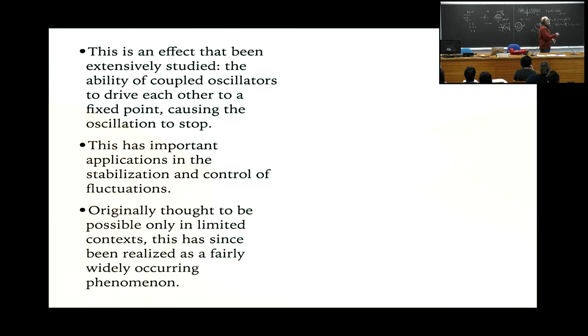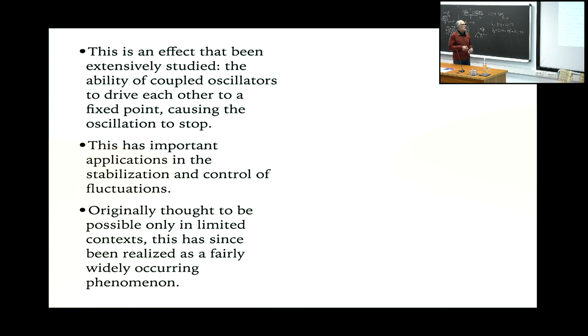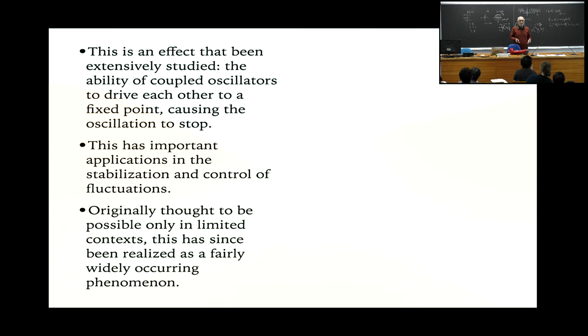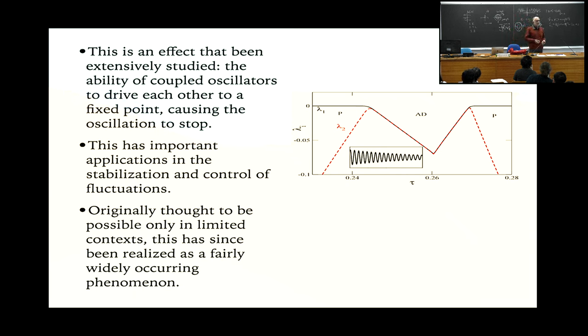Now this effect has been extensively studied, and it has important applications in stabilization and control of fluctuations. It was originally thought to be possible only in limited cases, because it was first seen in coupled Stewart-Landau, so they said, okay, it's a peculiarity. But since then, people have seen that it occurs everywhere. No chaos here. So if there is chaos, can we reach this stabilization or not? Yeah. Take two Rosslers and couple them appropriately, you'll make them die.